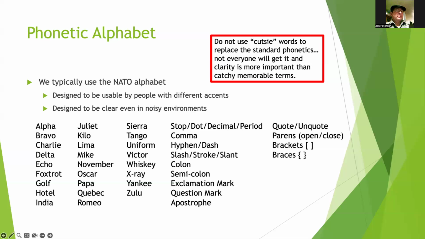Hyphen or dash are interchangeable. The one that gets people is the slash character.